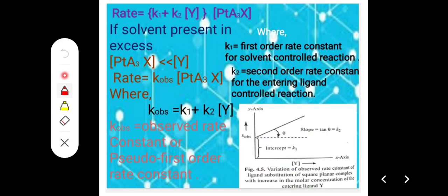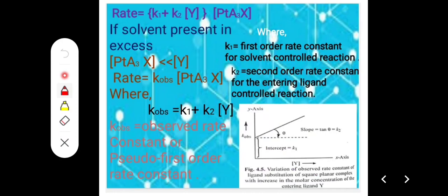Taking the common factor [Pt(A3X)], that is the initial complex concentration, we get k1 plus k2[Y]. If solvent is present in excess, the solvent control pathway is only a first order reaction. So k1 is the first order rate constant for the solvent control pathway. As for the nucleophile pathway, it depends upon both the nucleophile concentration and the initial complex concentration. That's why k2 is the second order rate constant for the entering ligand control reaction.